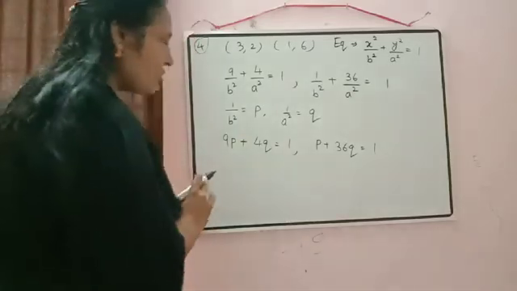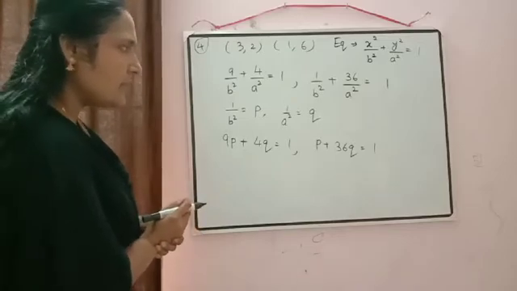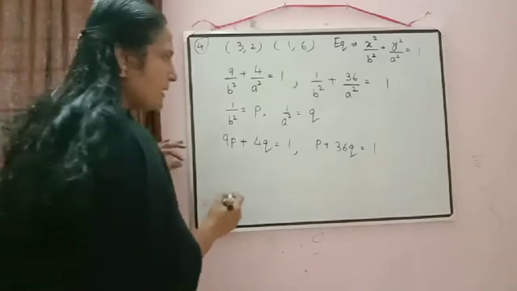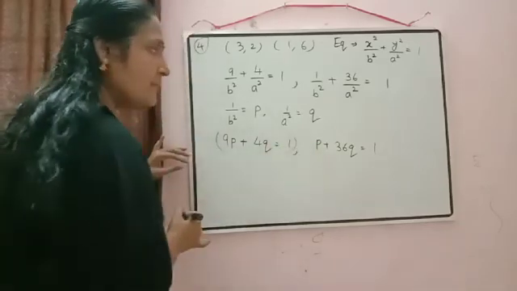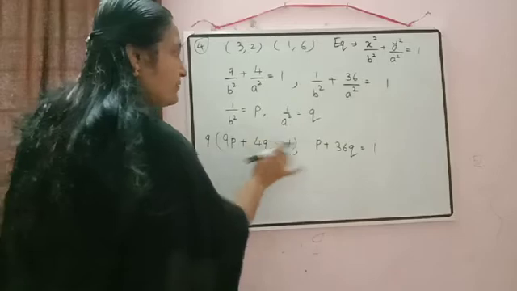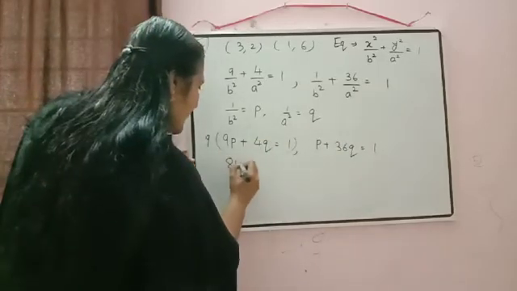What we can do? We can make the coefficient equal there. How can we make the coefficient equal? Suppose I am multiplying this equation by 9. Then 9 4s are 36 will come. So what will come here?